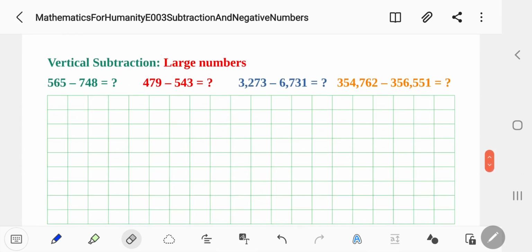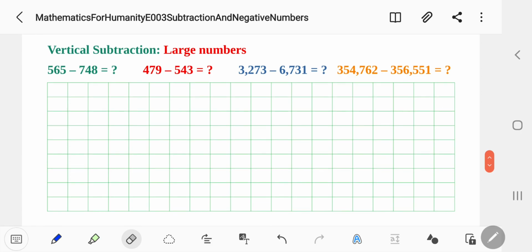So how about these numbers? Look at these numbers. This one is smaller, and you're subtracting a larger number from a smaller number. Here also you are subtracting a larger number from a smaller number. And here again, and again, you are subtracting a larger number from a smaller number. What will you do? So let's consider the first one.